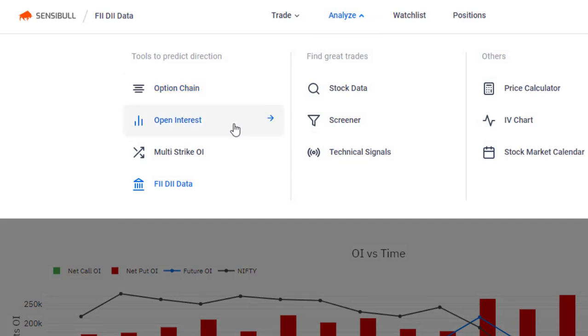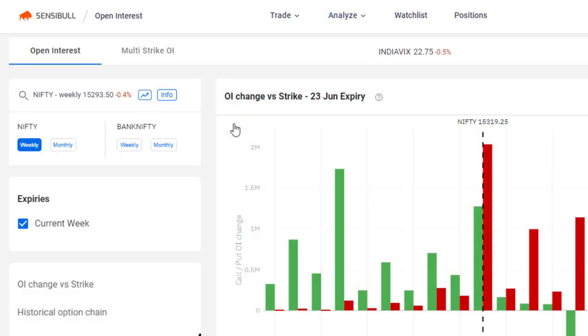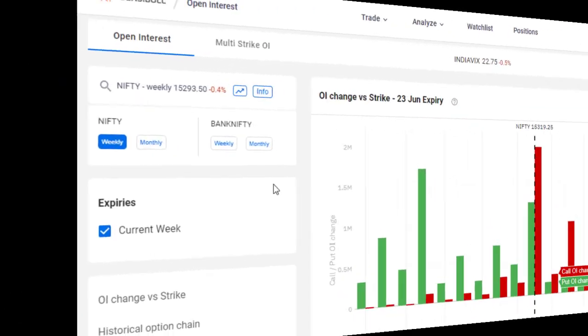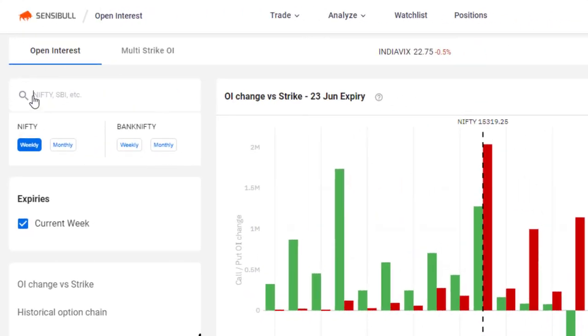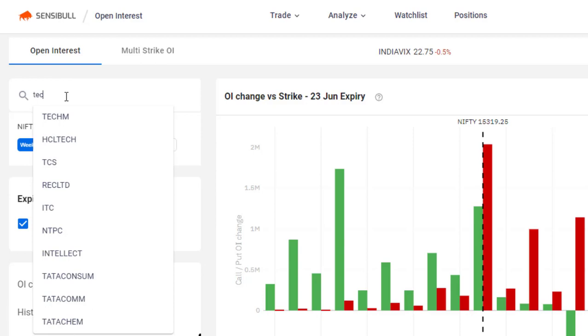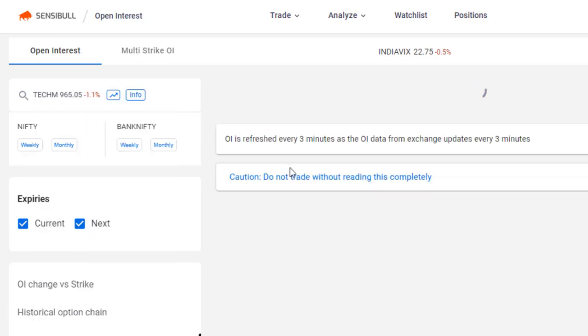Next, we will move into open interest data and how you can use open interest data to analyze and take intraday positions. Okay guys, if you click over here, you can actually change the underlying to whatever you want, whether it is Nifty or Bank Nifty, or if you want to go for some kind of a stock, you can go for it. All these are F&O stocks. So let's say you want to check Tech Mahindra.